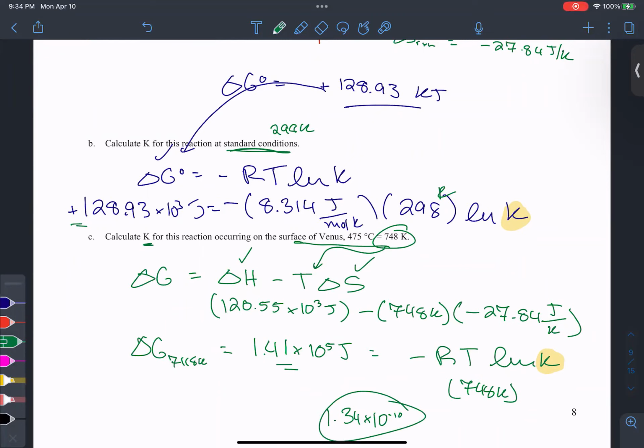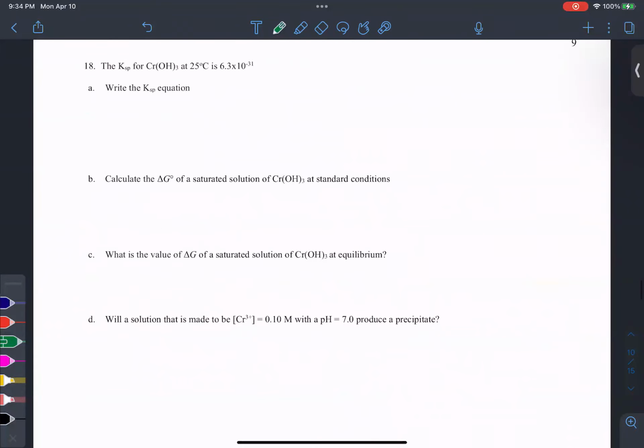Okay, so let's do one more in chapter 19. Let's do 18, but let's just start at C. Let's consider the Ksp for chromium hydroxide. Let's just remind ourselves what that looks like. We have chromium hydroxide, it's a solid, it goes to chromium 3+ plus 3 hydroxides, aqueous.